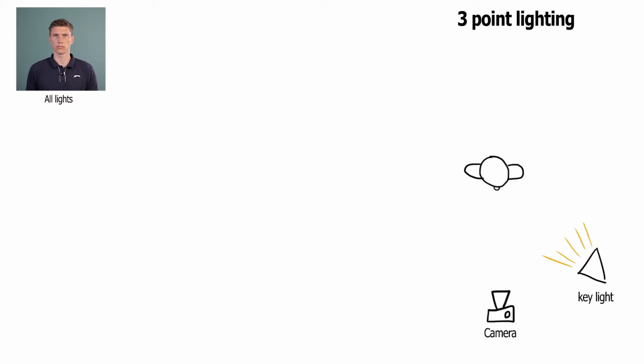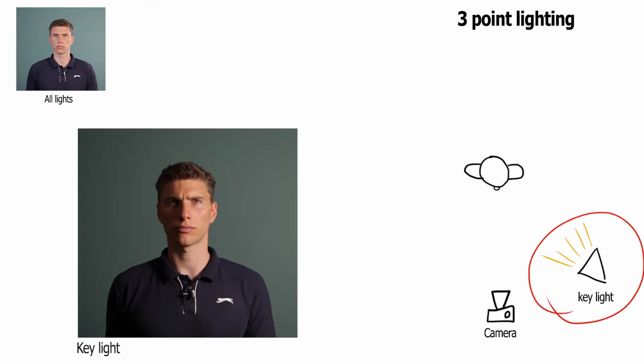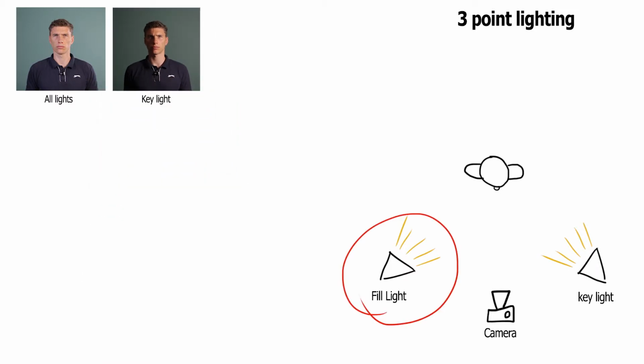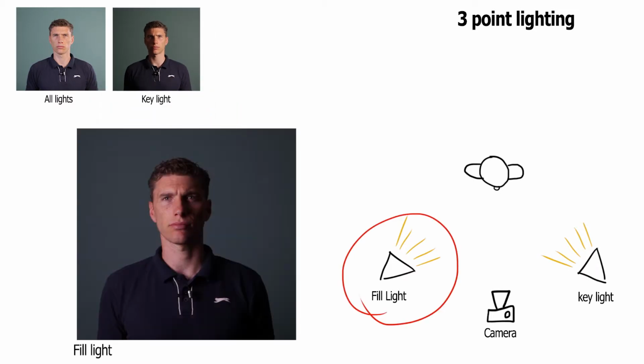First there's the key light, which is the most powerful, often uses hard light, and is the main light in the scene. Here's a shot just using the key light. Secondly, the fill light, which is the next most powerful. This is often a soft light, so in this case we used a diffuser, and it's used to take out the harsh shadows. Here's a shot just using the fill light. The shadows are slightly less crisp.